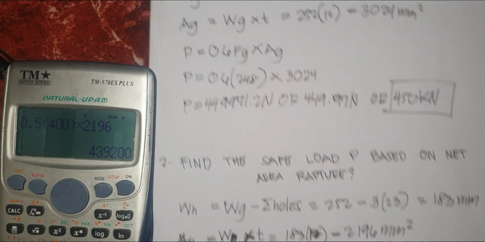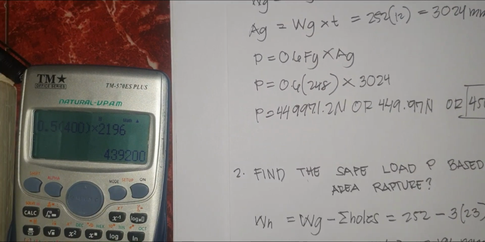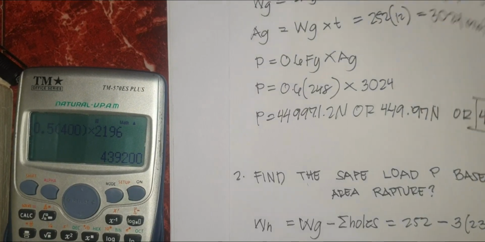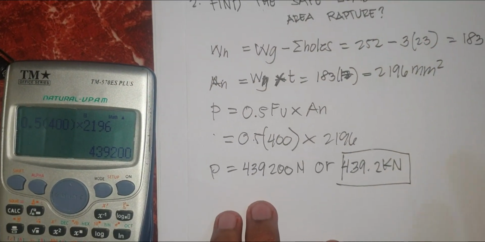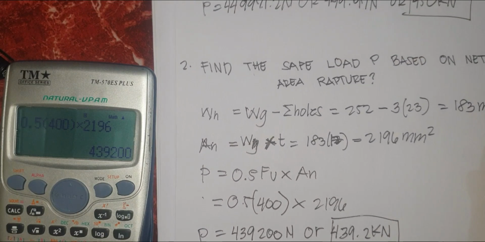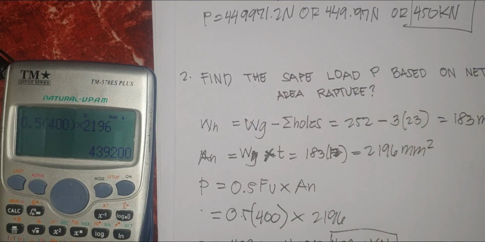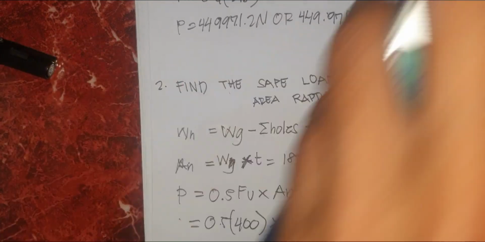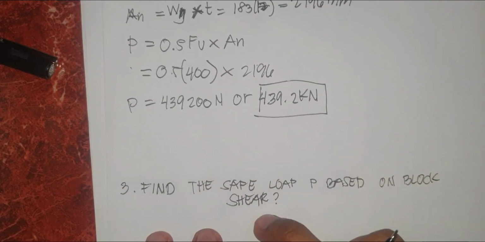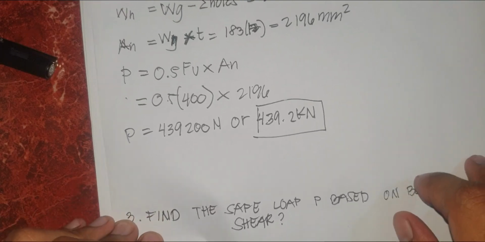So the safe load P based on net area rupture is 439.2 kilonewton. The next question is to find the safe load P based on block shear.